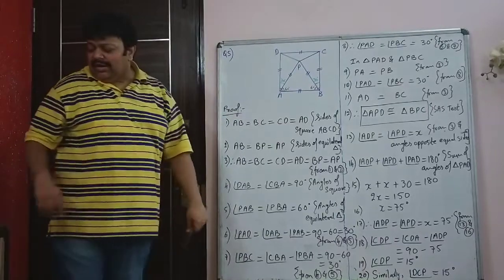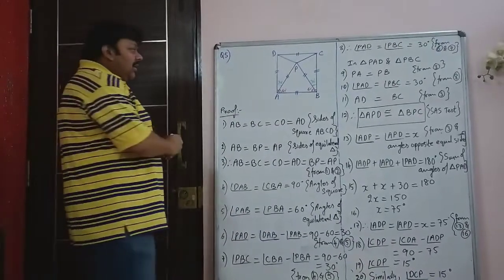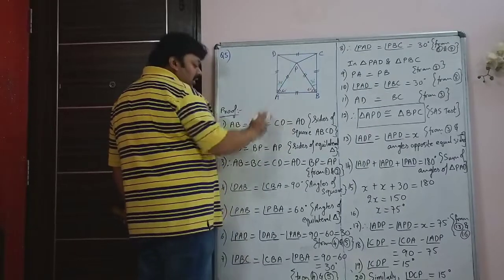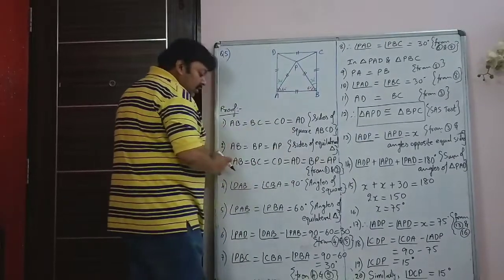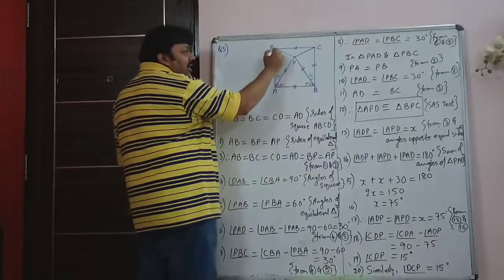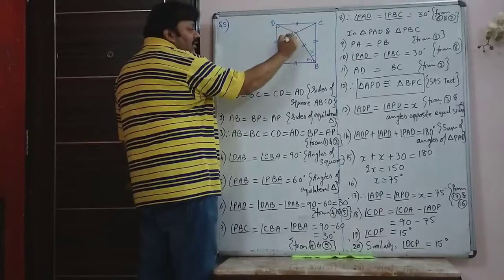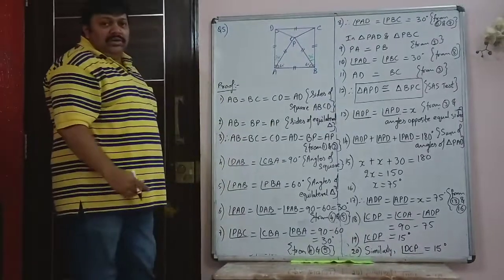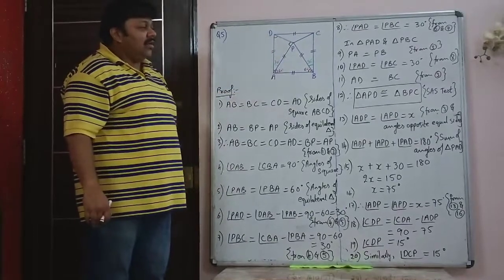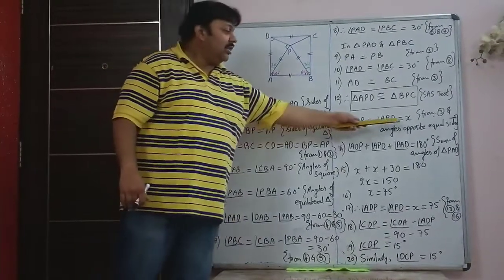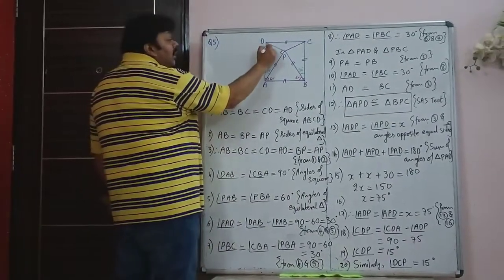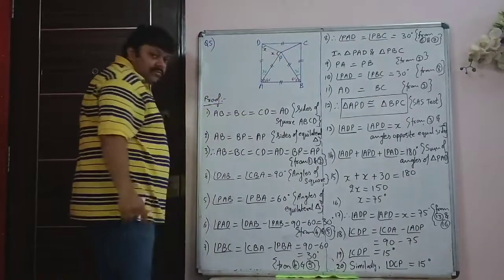So it is fairly simple. You have PA equal to PD, which you have already proved here. All the sides are equal. So when PA and PD are equal, the angles opposite the equal sides will also be equal. Angles opposite equal sides are equal. So we can call them X and X.